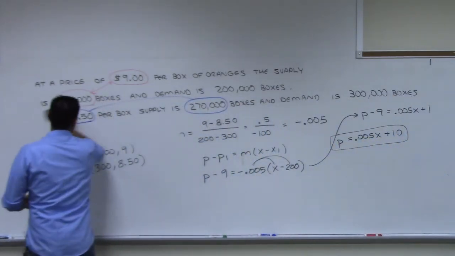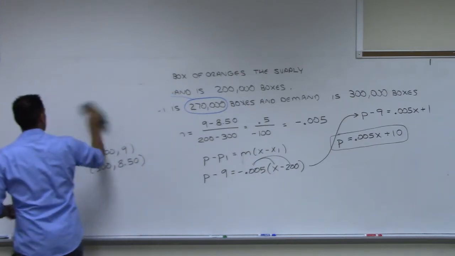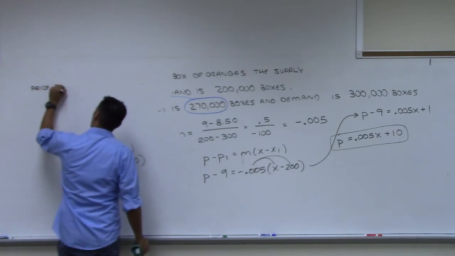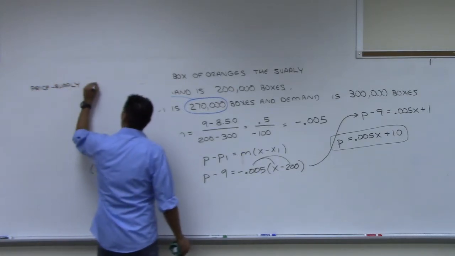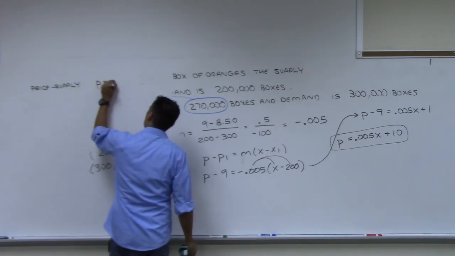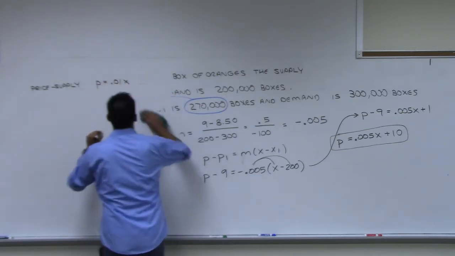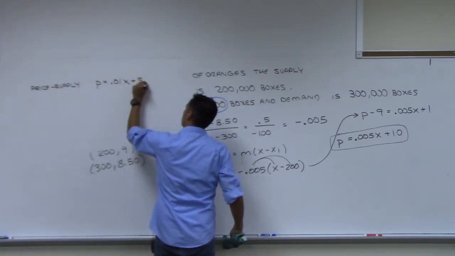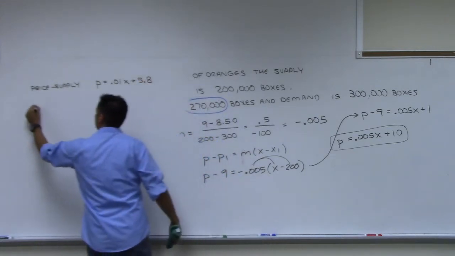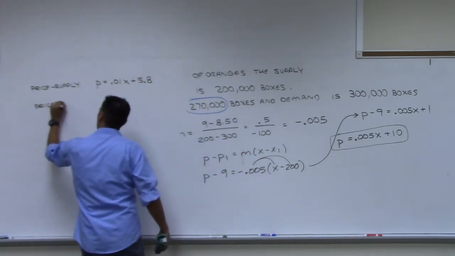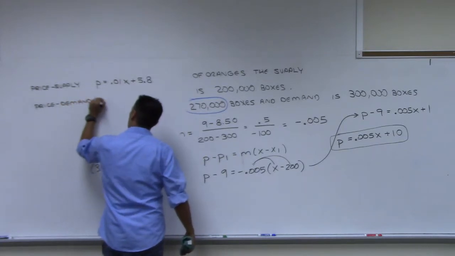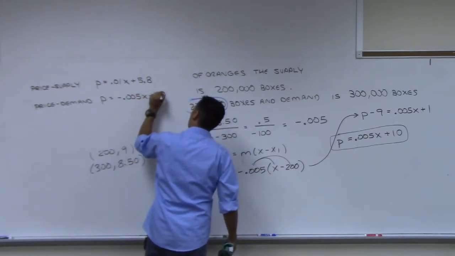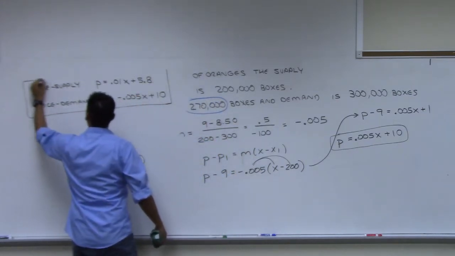So let me write them both down, or get them both together here. Price supply, that was part A, was P equals 0.01x, I've forgotten, plus 5.8. And then my price demand is P equals negative 0.005x plus 10. There we go. Those are my two equations.